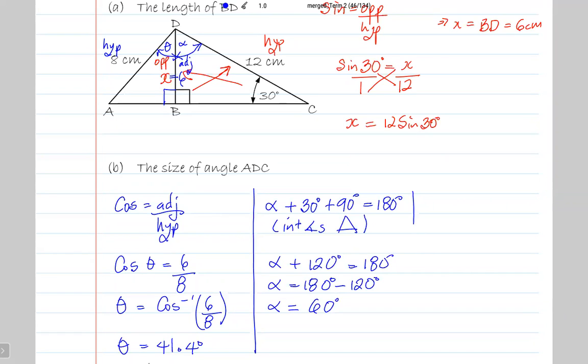And to end the question now, I'm going to say that angle ADC, which I broke into two parts, is equal to theta plus alpha, which is equal to 41.4 plus 60, which is equal to 101.4 degrees. Angle ADC is equal to 101.4 degrees.